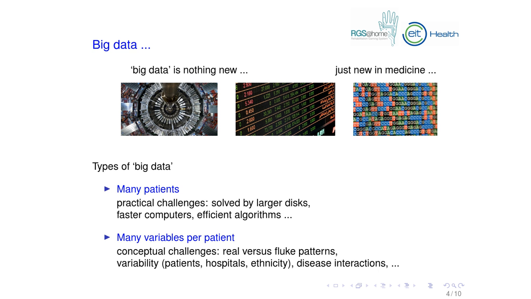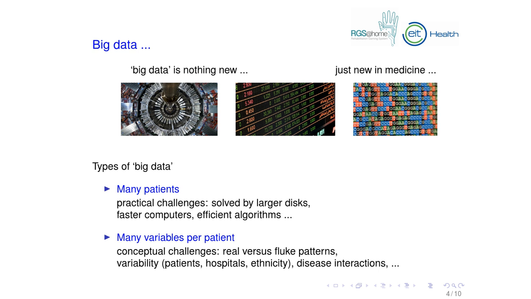For instance, if I throw a dice 10 times, if I do this often enough, at one point I will inevitably throw 10 sixes. That looks like a very specific pattern, but it is just a fluke. Now the same happens when you measure millions of variables for a patient.